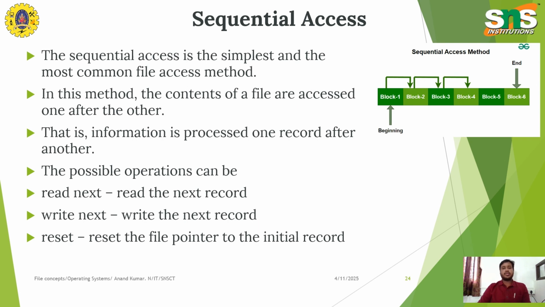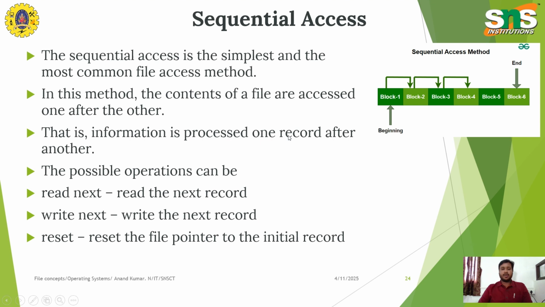We'll go with the basic one, sequential access. This sequential access is the simplest and most commonly used access method. I mean to say, in this method the contents of the file are accessed one after another, as the name itself indicates. It's sequential access. In this, information is processed in terms of records, that is, one record is processed after another record, and so on.